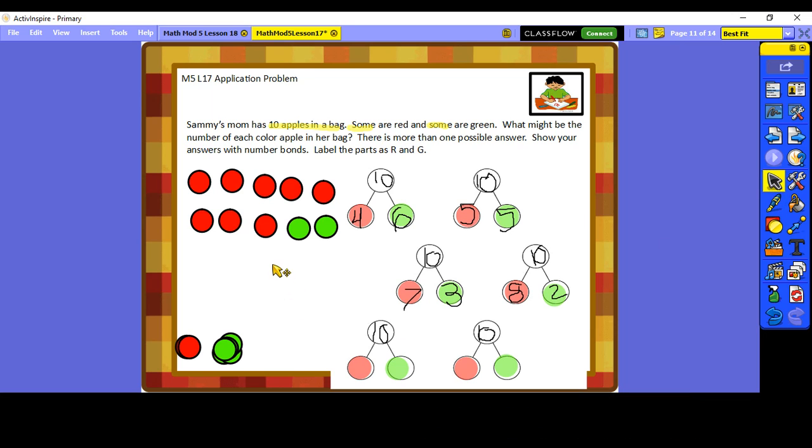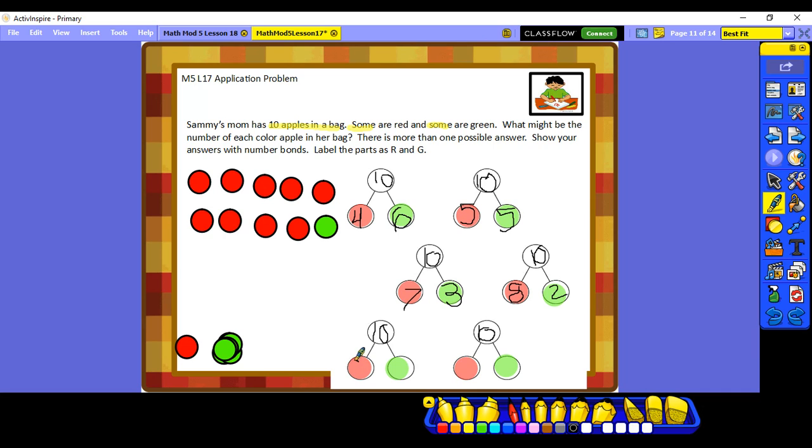What's another way we could make 10? We can take away another green and replace it with a red. Now how many red do we have? 9 red and 1 green.